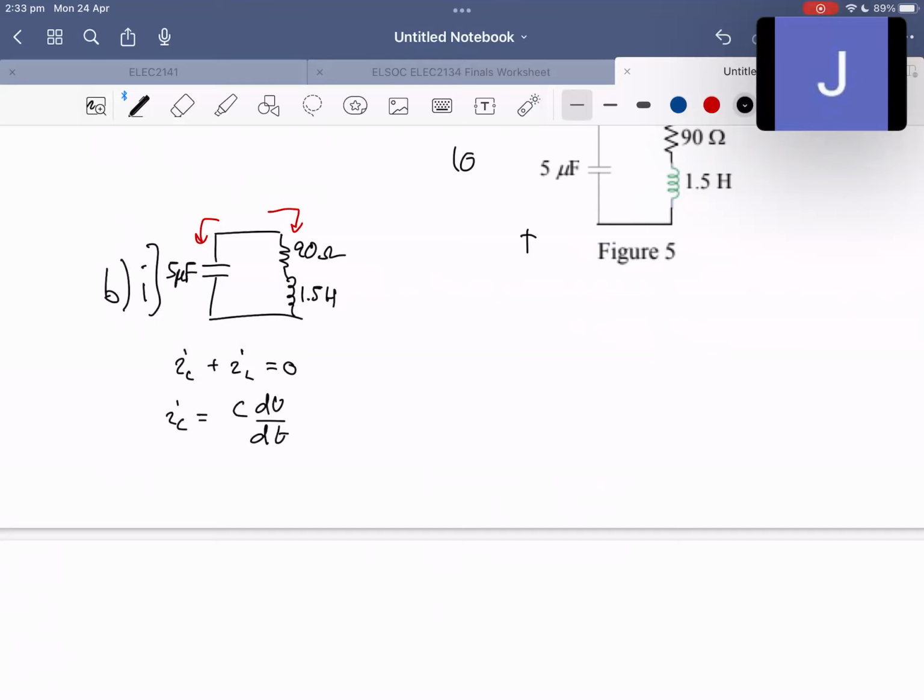And the other equation we can use is the voltage across the inductor is L times di on dt. And this di here is, well, it's negative IC because I'll label this IL and IC.